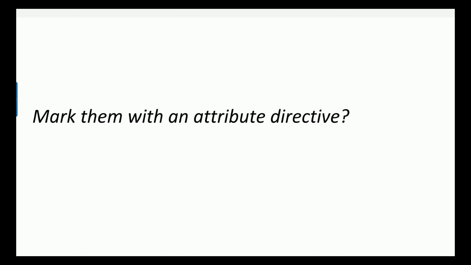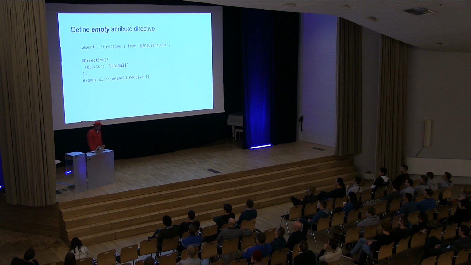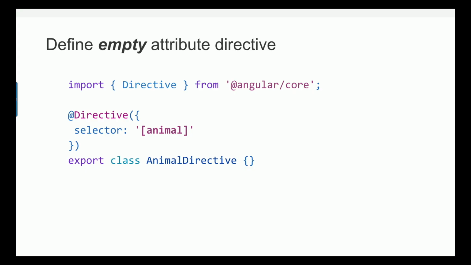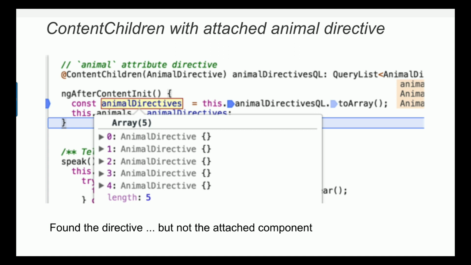Well, maybe what I could do is I could run around and I could mark all of the things that are being projected with an attribute directive. So I'll write myself an empty attribute directive. It doesn't really need to do anything. I just need to write it. I hope you've seen this or gone to the chapter on writing an attribute directive. And so I run around and I put those all on the ones that I think are animals. And I ask for that directive.